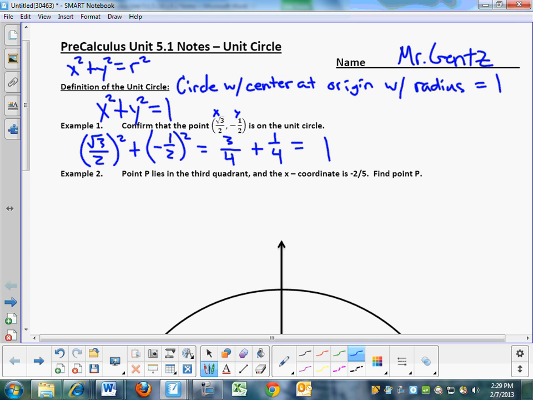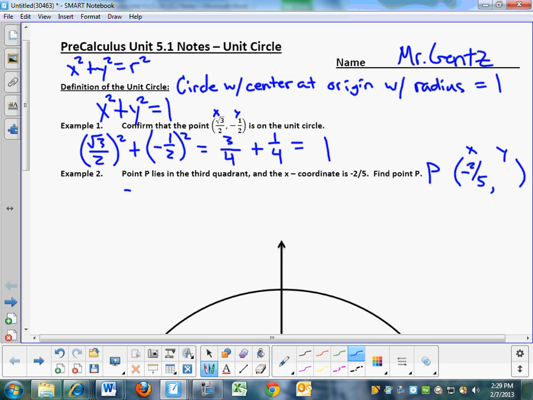All right, so let's change it now. Let's suppose that point P lies in the third quadrant. The point P, and it has an x value and it has a y value. And it says it lies in the third quadrant. And the x coordinate is negative 2/5. Find point P. Well, x is negative 2/5. I now need to find the y value. If it lies on the unit circle, yeah, you just solve it equal to 1.